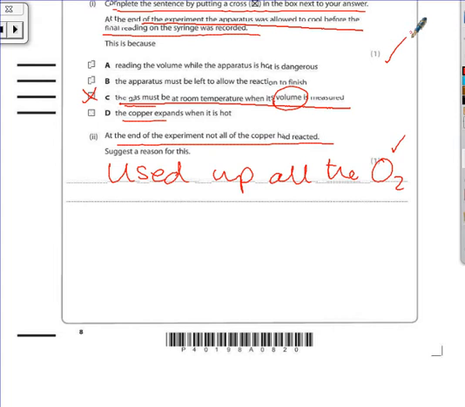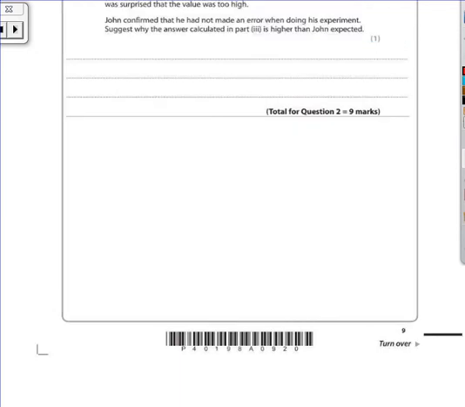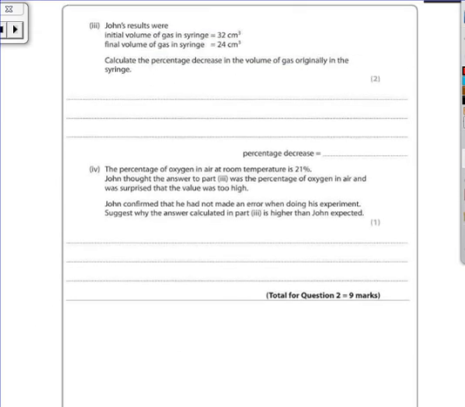O2 is a symbol for an oxygen molecule. So there would have been some copper left. Some of the copper is in excess. That means there's excess copper, more than enough for the oxygen to react. Okay, so we're looking at a total of 9 marks.